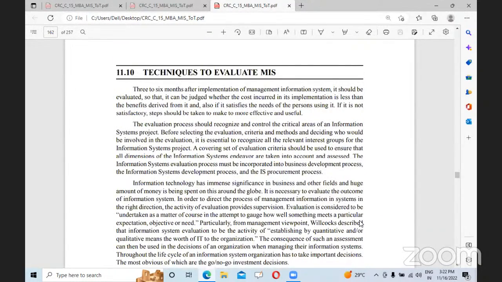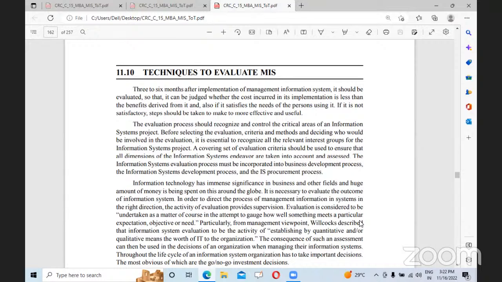Next concept is techniques to evaluate management information system. Three to six months after implementation of the management information system, it should be evaluated so that we can judge whether the cost incurred in its implementation is less than the benefits derived from it, and also if it satisfies the needs of the persons using it. If it is not satisfactory, steps should be taken to make it more effective and usable.